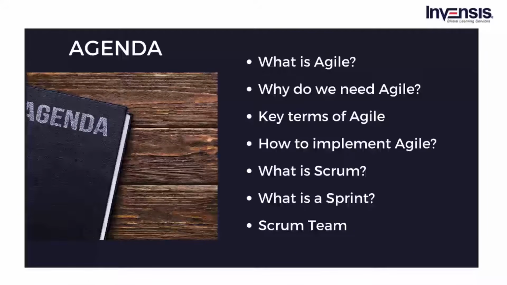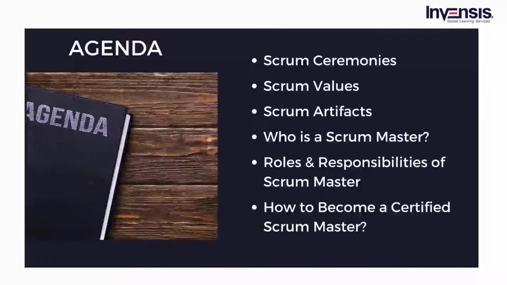We will start our session with a brief understanding of what Agile is and why we need Agile. Next, we will understand the key terms of Agile and how to implement Agile. Moving on, we will understand what Scrum and Sprint is. Then, we will discuss the Scrum Team, Scrum Ceremonies, Scrum Values and Artifacts in detail. Moving on, we will understand who a Scrum Master is and their roles and responsibilities. Finally, we will conclude the session by talking about how to become a certified Scrum Master.